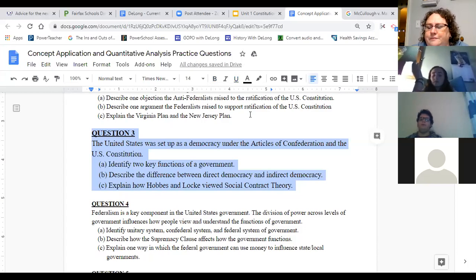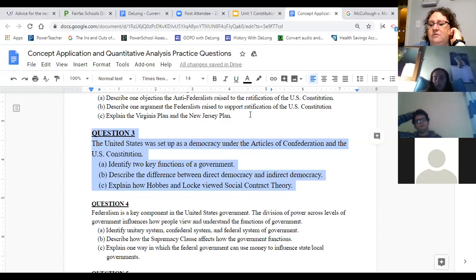I think Hobbes would have really liked indirect. Oh, never mind. Wrong. Well, Hobbes wouldn't really like democracy in general, right? So Hobbes believed that we needed to have an absolute ruler to keep us in line because man is naturally evil and selfish. And so therefore we got to have somebody to keep us out of trouble. Okay. So we don't have the right to rebel.